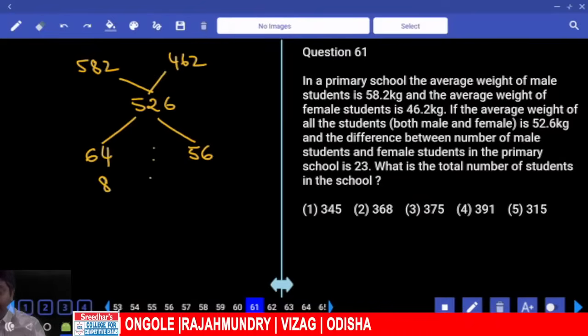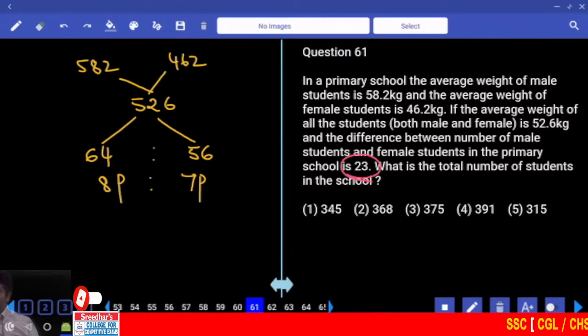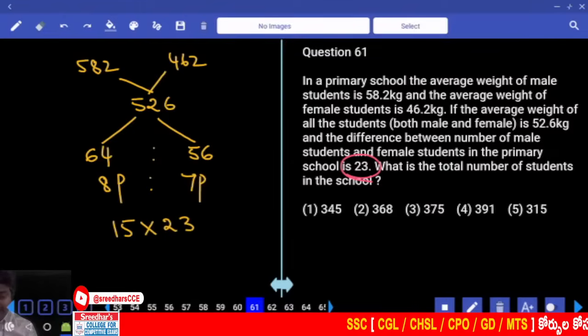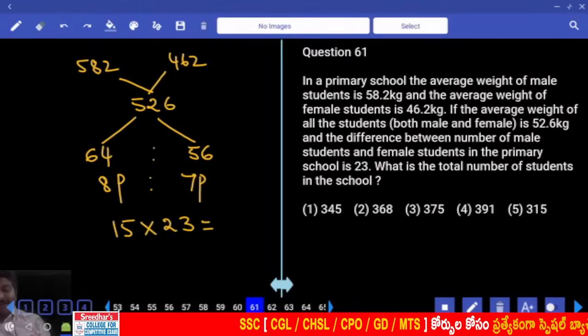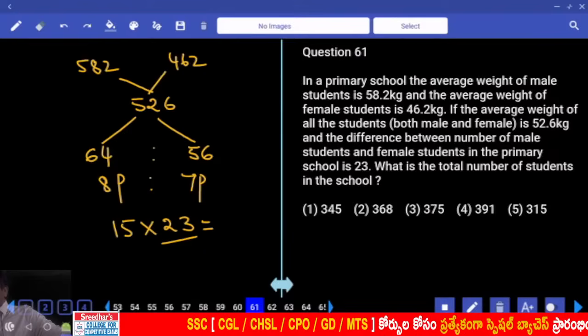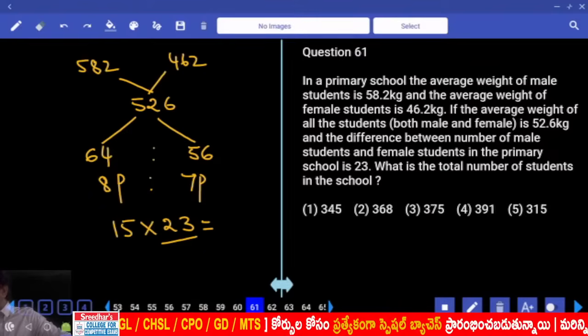8 times 8, 7 times 8, so the ratio is 8 is to 7. Difference is 1 part. Difference between number of boys and girls is 1 part, that means 1 part is 23. Number of students, 15 parts. 15 into 23. Answer, 345. 10 times plus half. 10 times is 230, half is 115. 345, final answer.